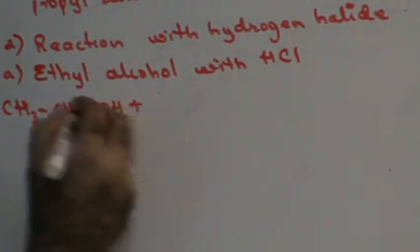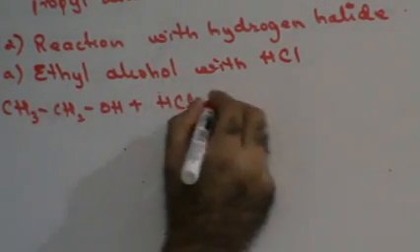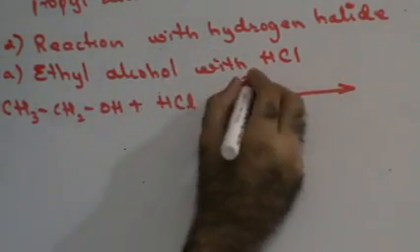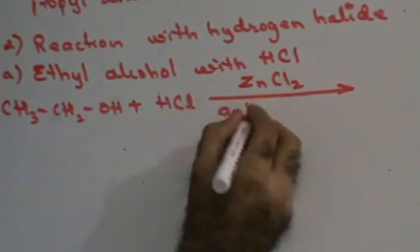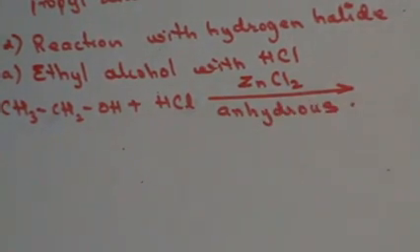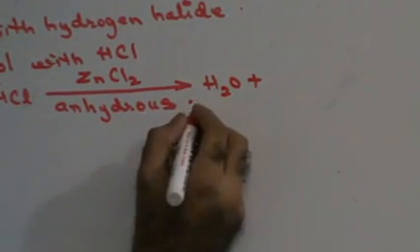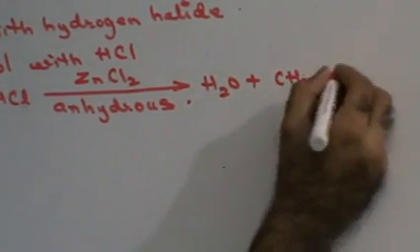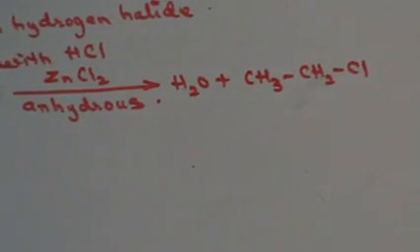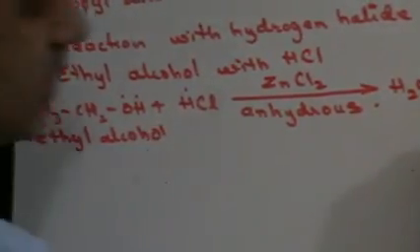Ethyl alcohol CH3CH2OH reacts with hydrochloric acid in the presence of zinc chloride anhydrous, right? Here you have hydrochloric acid, that means you will have dehydration reaction taking place. Water molecule will come out, right? If water comes out, that means H and O go out, right? So Cl will substitute the hydroxyl group, so you will get CH3CH2Cl, right? This is ethyl alcohol and this is ethyl chloride.